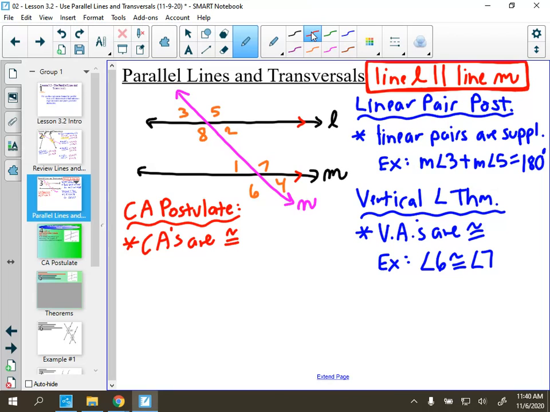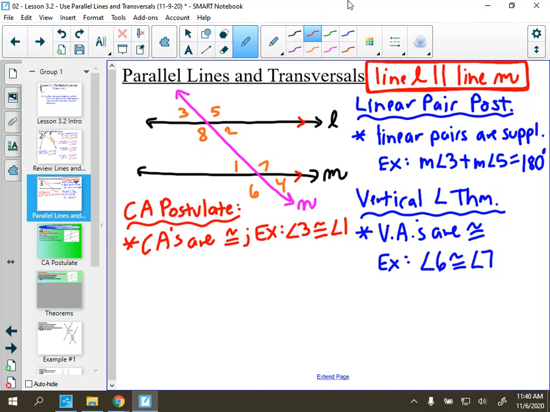Example: we won't list all 4 of them, but angle 3 is congruent to angle 1. Proof-wise, how do you know angle 3 is congruent to angle 1? You just made this bold statement. I would have to say, well, I knew the lines were parallel, that was given to us. And then because of the CA postulate, 1 and 3 have to be congruent.